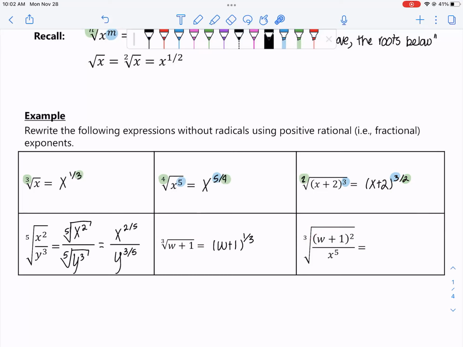All right, with this last one here, we have the cubed root of w plus 1 squared all over x to the 5th. So this is going, oh, I did not leave myself much room here.